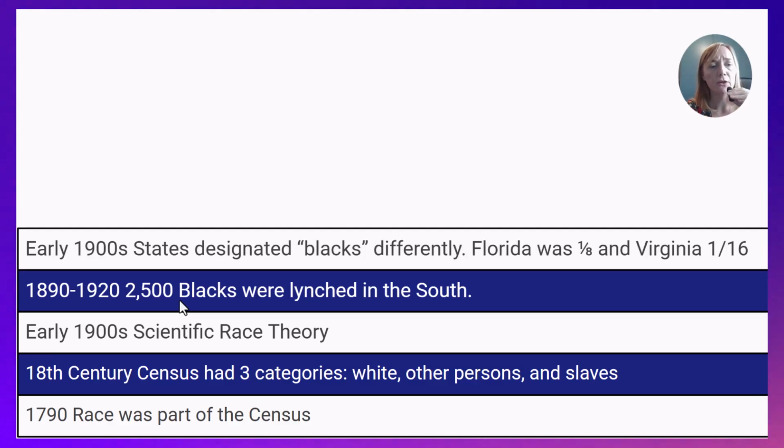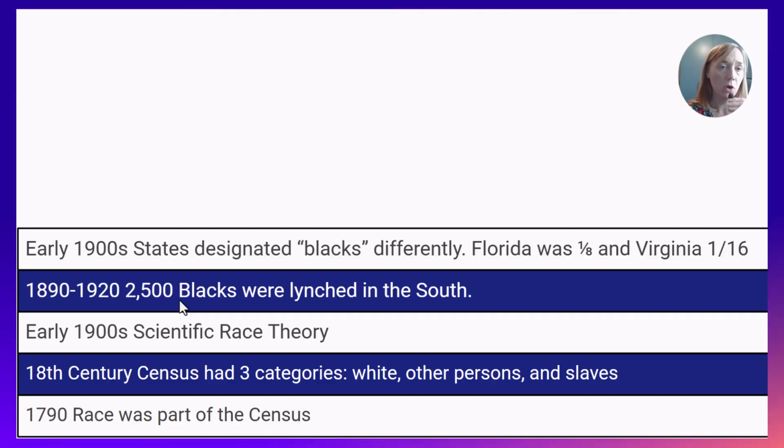All right, moving on to the early 1900s. States were designating Blacks differently depending on how much Black heritage they had. In Florida, if one eighth of your ancestry was defined as Black, you were also defined as Black. In Virginia, if you had 1/16 of your ancestry defined as Black, you were also defined as Black. Now in Alabama at this time period, if you had anybody in your ancestry that was defined as Black, you were also defined as Black.